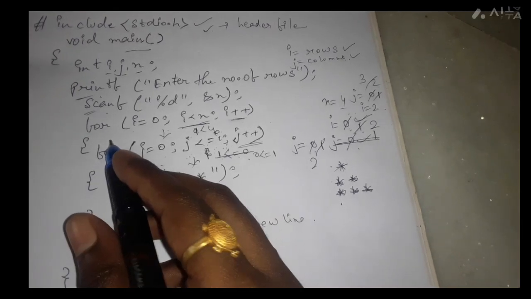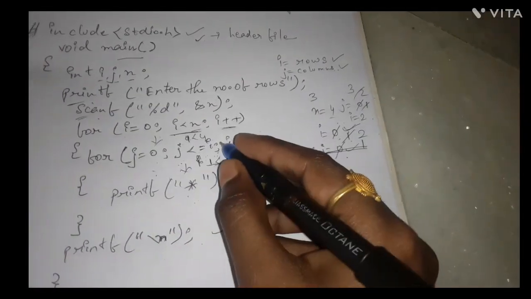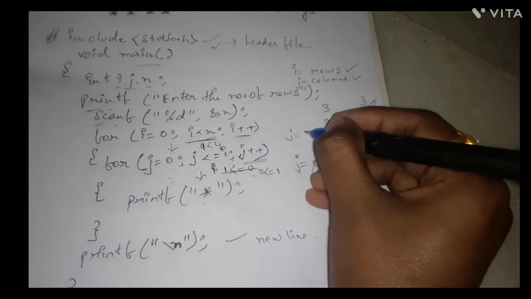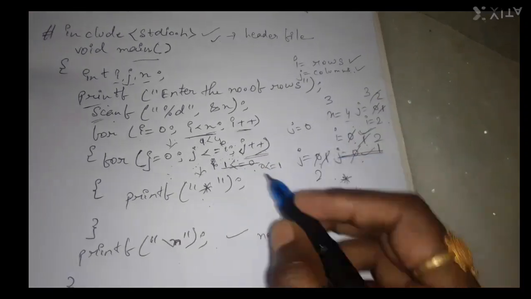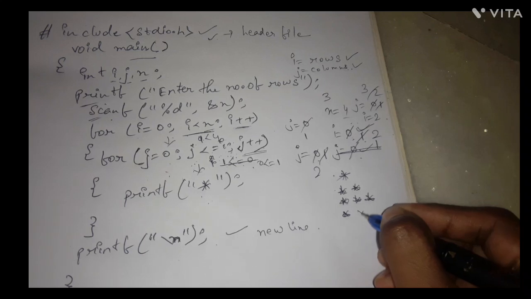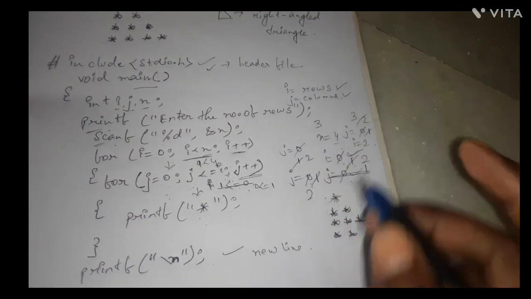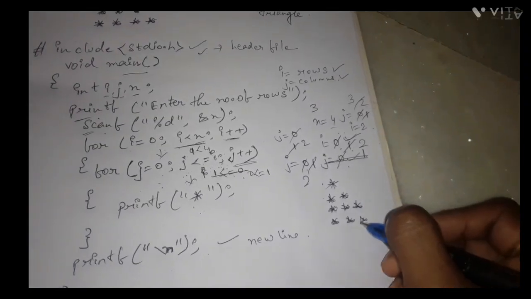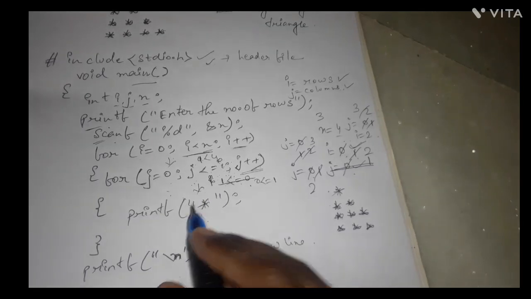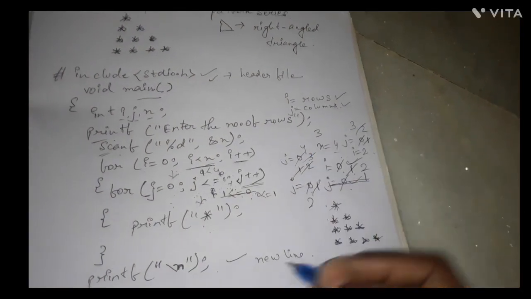Outer loop is now, I becomes 3. 3 less than 4? Yes, condition true. We'll enter into this. J again starts freshly with 0. 0 less than or equal to 3? Yes, condition is true. We'll print a star. Again J plus plus, J becomes 1. 1 less than or equal to 3? Yes, we'll print another star. J becomes 2, 2 less than or equal to 3, yes, print another star. J becomes 3, 3 less than or equal to 3, yes, print another star in the line. Again J plus plus, J becomes 4. 4 less than or equal to 3? No, we'll come out of this inner loop.